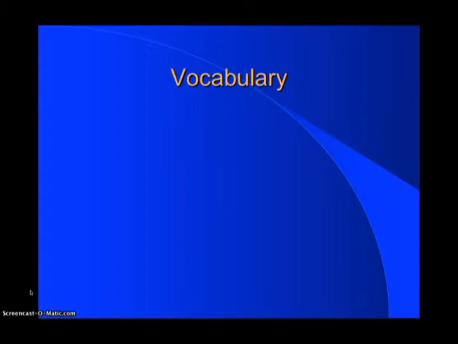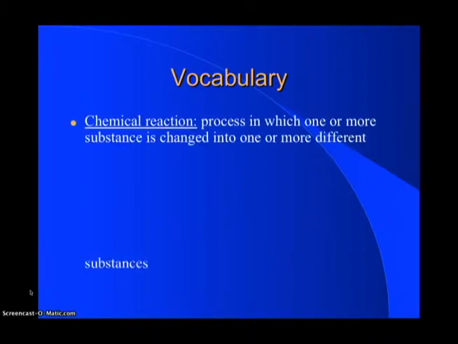Let's get a few terminologies out of the way real quickly before we get too much farther into this. First of all, we want to know what a chemical reaction is in the first place. As I stated a couple moments ago, it's a process where one or more substances change into one or more different substances. Basically, you start with something, you end up with something different. That's how a chemical reaction works, and that's what a chemical change really is.